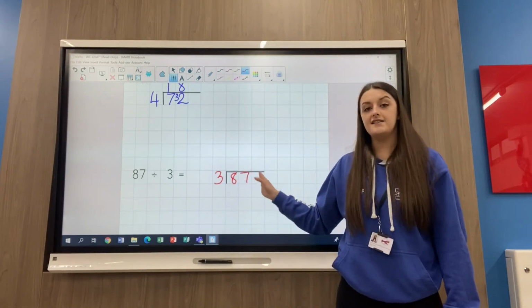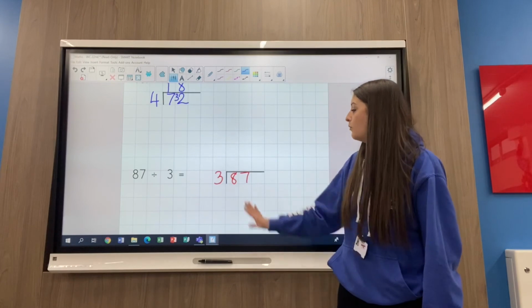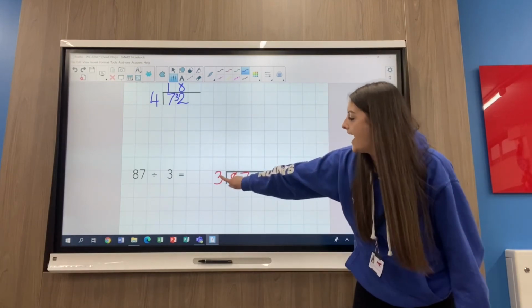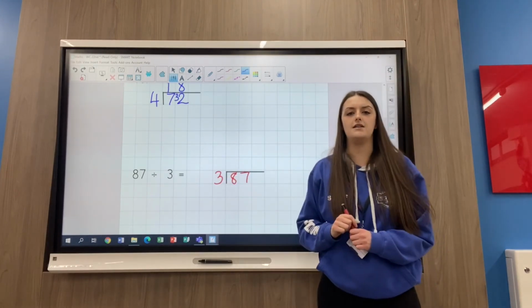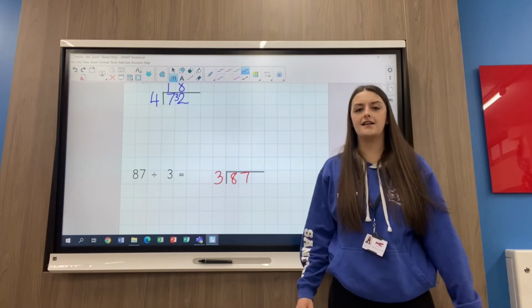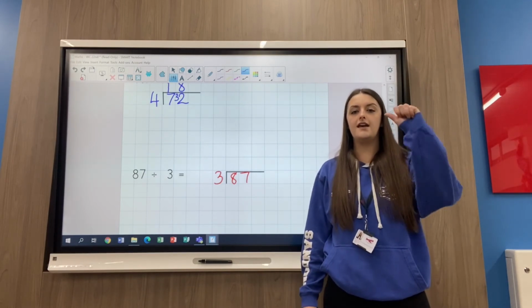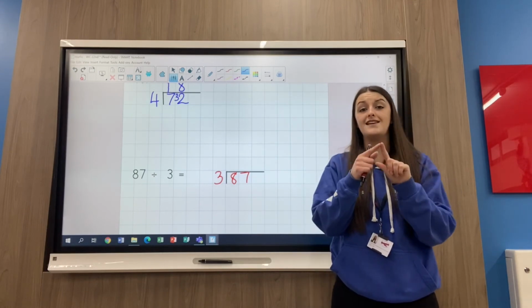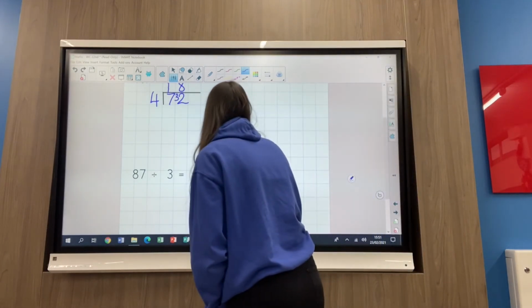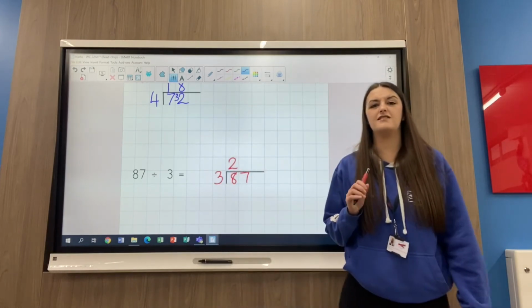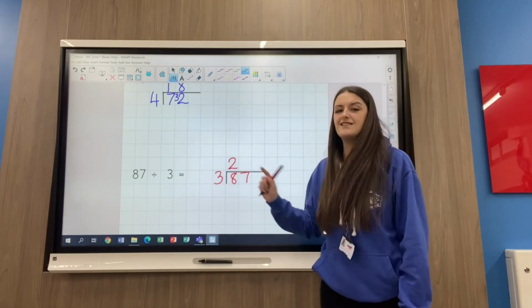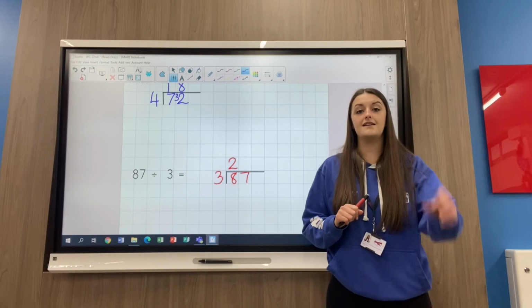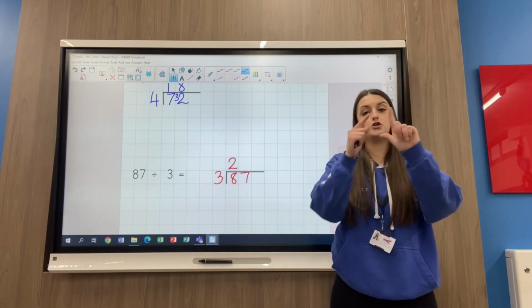We know that's 87, that's 8 10s and 7 1s, but we're going to break it down. How many 3s fit into 8? How many 3s are there in 8? Let's count in our 3s. 3, 6, 9. So we can only fit 2 3s in 8, so I'm going to record that. And we know 2 3s are 6. So how many is left over from 8? 6, 7, 8. We have 2 left over.